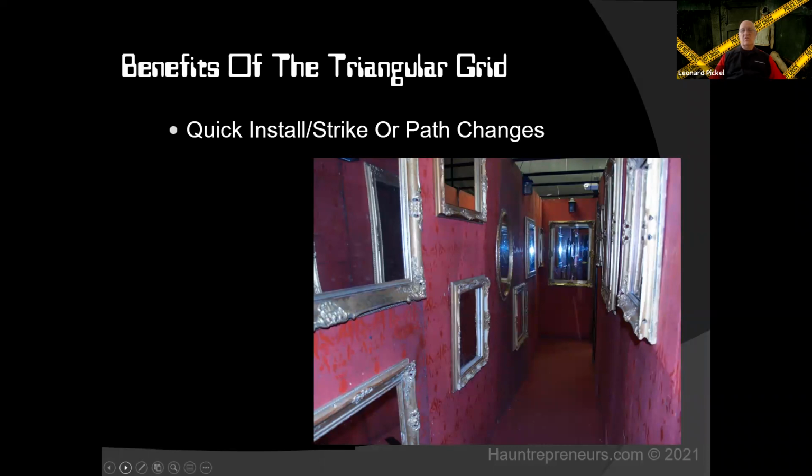It's quick install and strike. I mean, it goes together very quickly. You can easily set up the walls in a 3,000 or 4,000 square foot haunted house in a couple of days, especially once you know what you're doing and your crew is good. 3-man crews are best. One guy going to get a panel, one guy holding the panel, one guy screwing the panel. And repeat. It goes together very quickly.